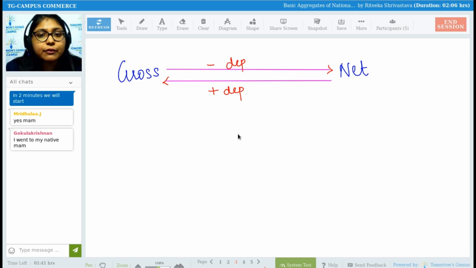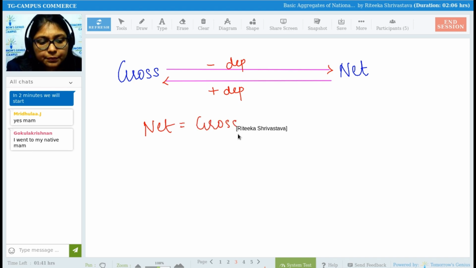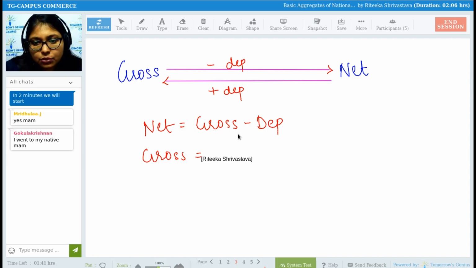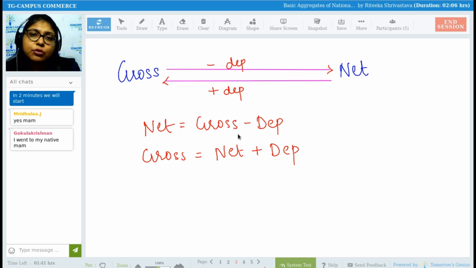If you want to write it in a formula manner, you can write it like this. Net is equal to gross minus depreciation, and gross is equal to net plus depreciation. So in both ways you can remember the thing. If you feel the flowchart manner is easier to remember, you can remember it that way. If you feel the formula is easier, you can remember it formula-based.